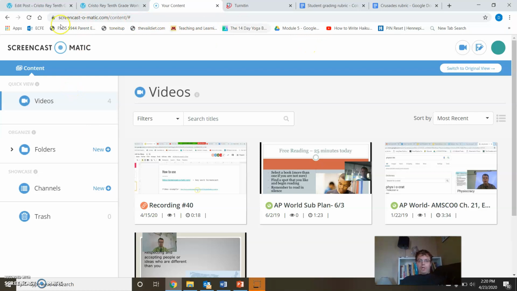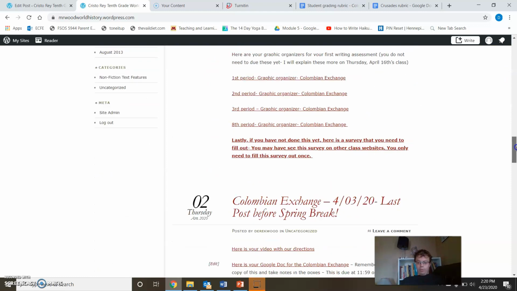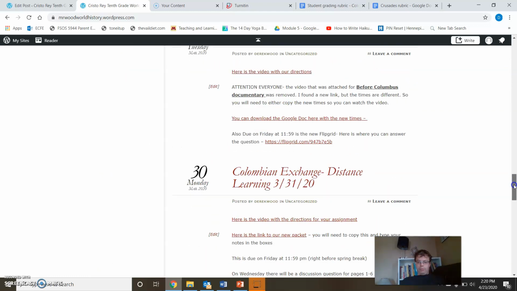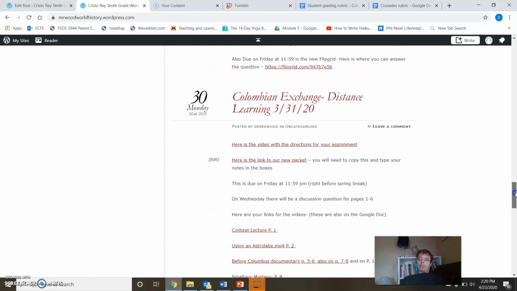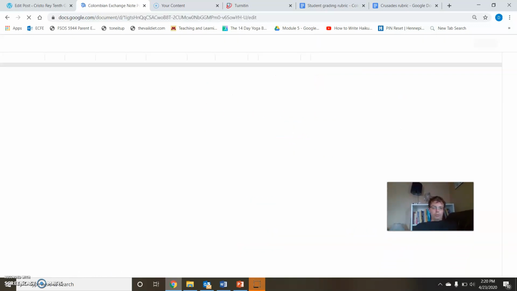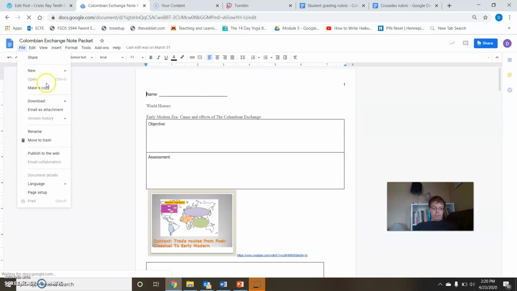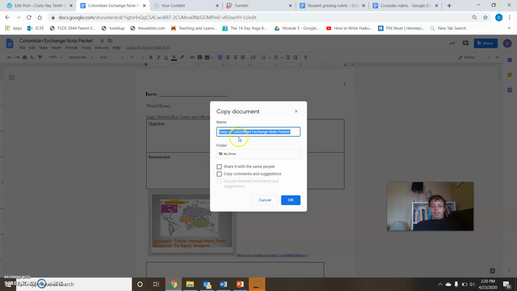First off, if we look at the website, Columbian Exchange, this goes all the way back to a distant time in March where we have the link for our new packet. You basically open this up. If you haven't done this already, go to File, Make a copy. We always make our own copy of these documents and put your name on there and take notes as you do the readings and watch the videos. That is how you get that done.